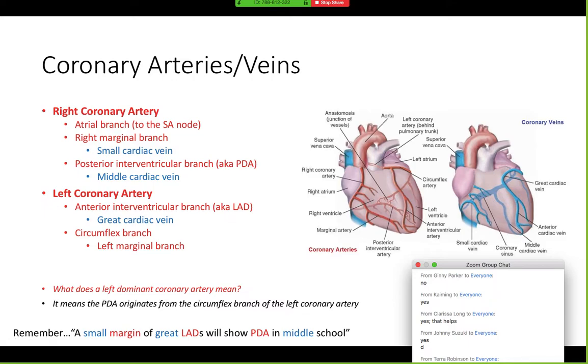And then make sure you know the difference between a left and a right dominant heart. If you're right dominant, your PDA is coming from the right coronary artery, but if you're left dominant, the PDA comes from the circumflex branch of the left coronary artery.